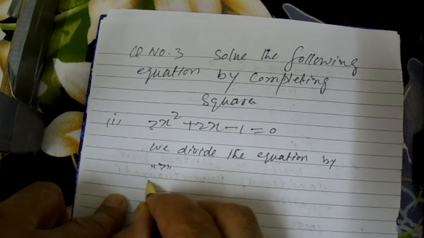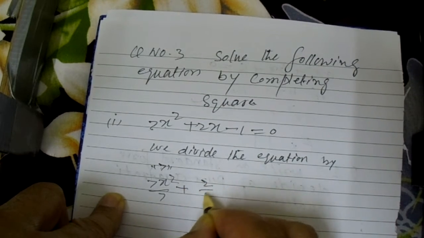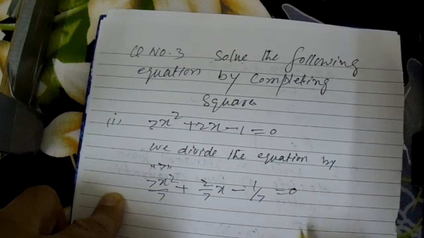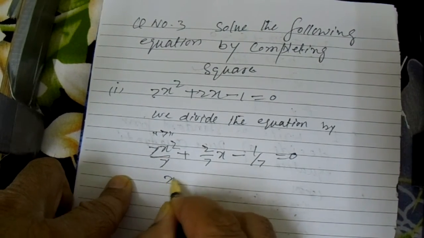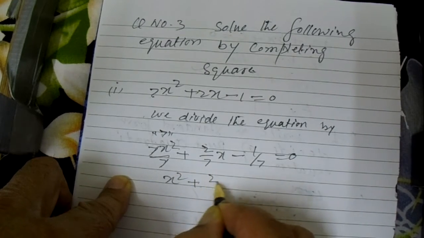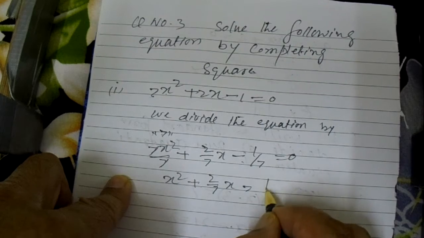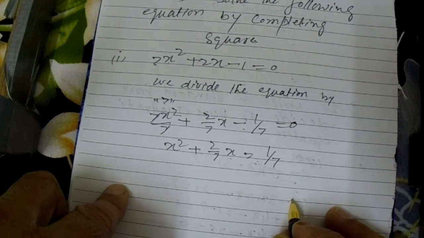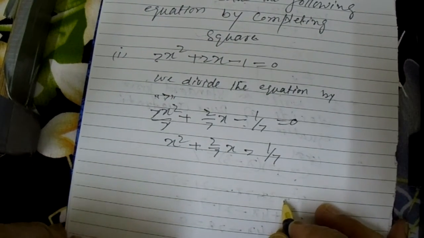Now we write here 7x square over 7 plus 2 over 7x minus 1 over 7 is equal to 0. Now this 7 will cancel, you have only x square plus 2 over 7 x. Now this will go on the right side, this is 1 over 7. Now we want to add the square of some number on both sides, and what will be the method?